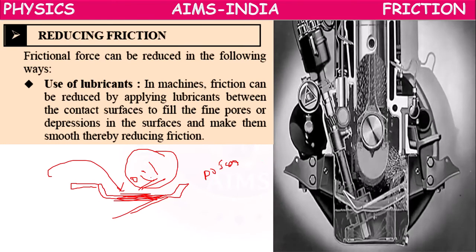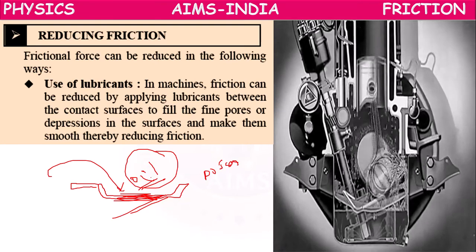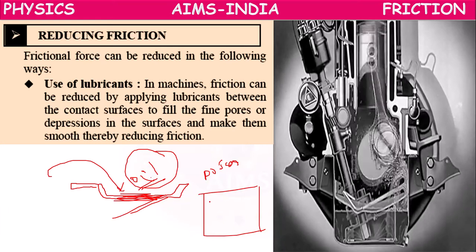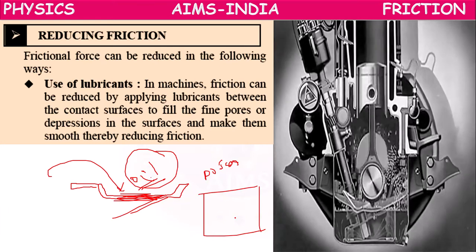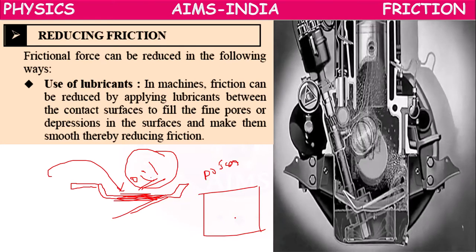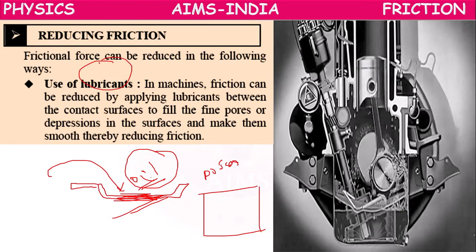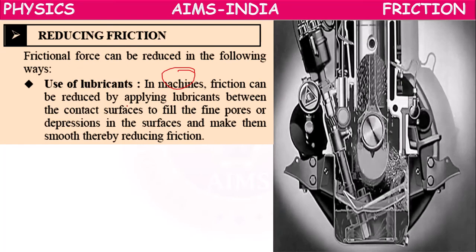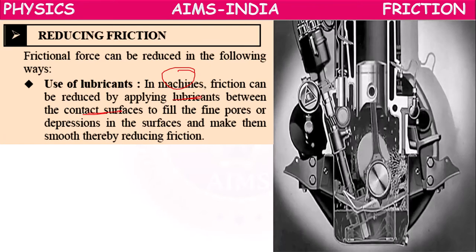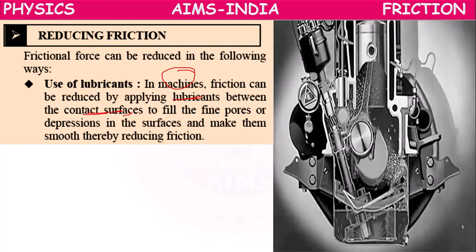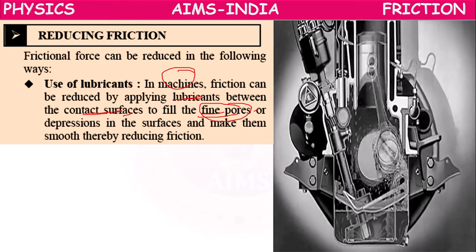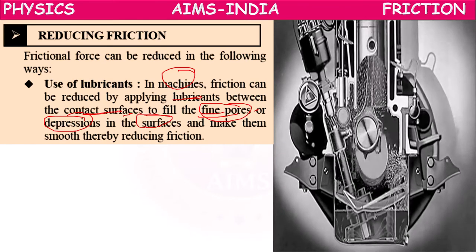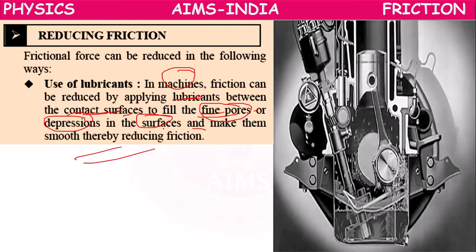Engine oil, like so many kinds of oils, or boric acid. Normally, while playing carom board, we make use of boric powder. For smoothness, we make use of boric powder, which is formed from boric acid. So that is also one kind of lubricant. Lubricants means in machines or anywhere, by applying lubricants between the contact surfaces, they will fill the fine pores or depressions or irregularities in the surfaces and make them smooth and reduce friction.